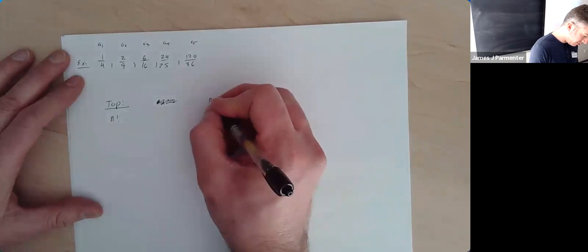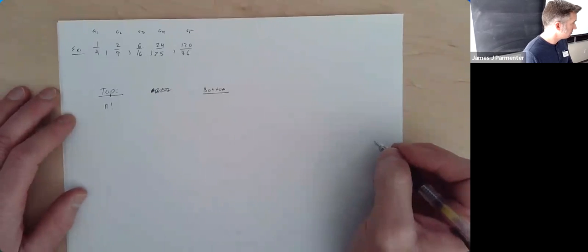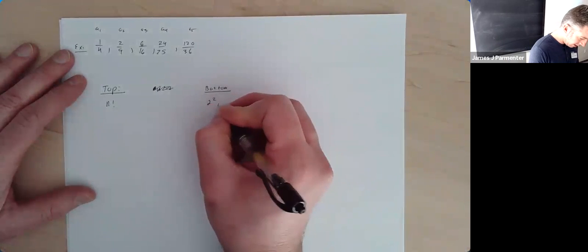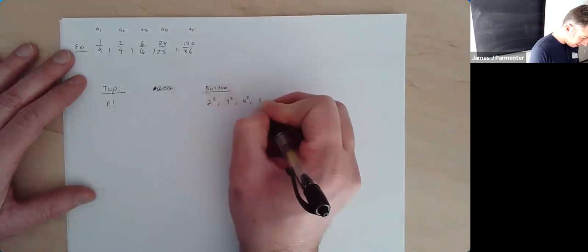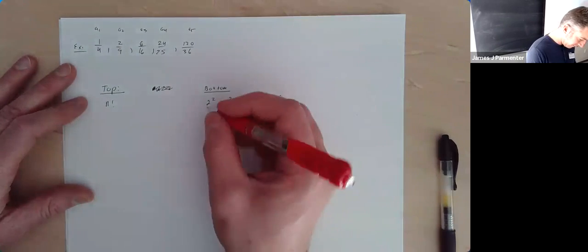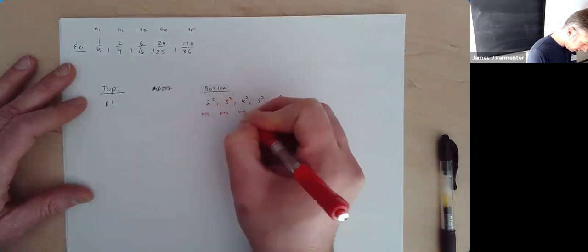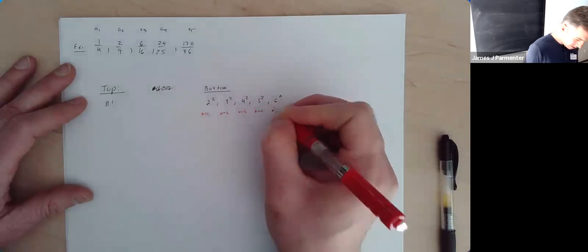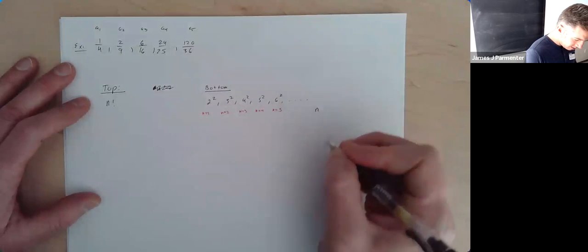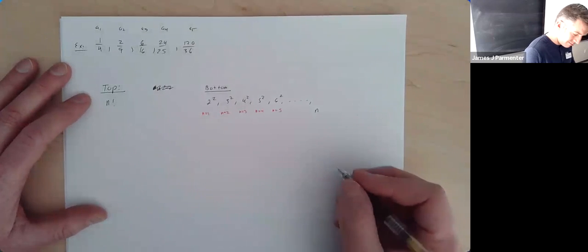And what about the bottom? What kind of numbers do you see? Right, I see perfect squares. I see 2 squared and 3 squared and 4 squared and 5 squared and 6 squared. Well, remind you, the 2 squared is when we have, that's our first term. So that's when n equals 1, n equals 2, n equals 3, n equals 4, n equals 5. So if we're trying to find just when n equals n, what's the formula for that going to be? Right.